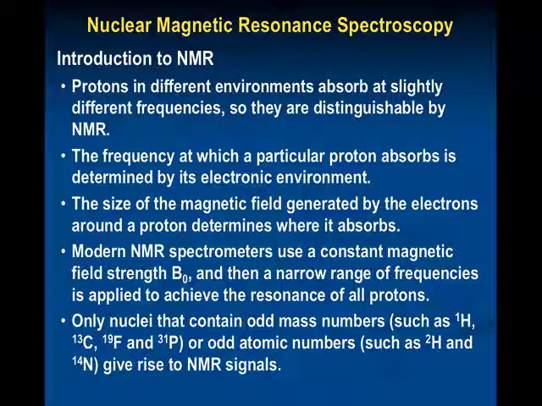A couple things that you need to know here on the chart. Protons that are in different environments will absorb at slightly different frequencies, or ppm, okay? So we can distinguish them by NMR, right? Just like in both of those examples we saw two signals. I could distinguish those signals from one another. The frequency at which a particular proton absorbs is determined by its electronic environment. Is that proton on a carbon that's attached to an electronegative atom or not? That determines where that chemical shift is. Is that proton on a carbon atom that's in resonance with something else? That determines where its chemical shift is.